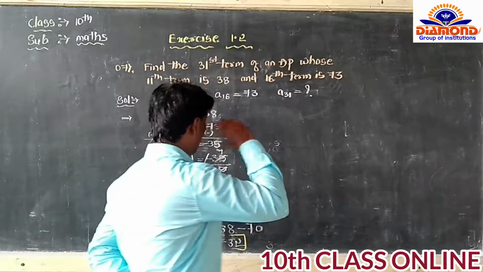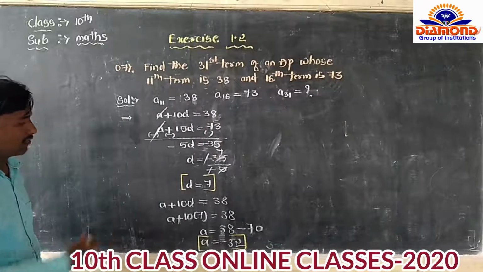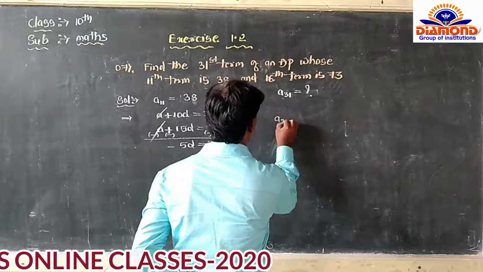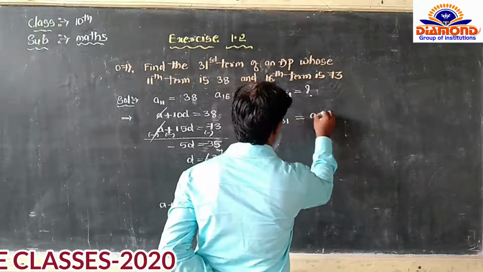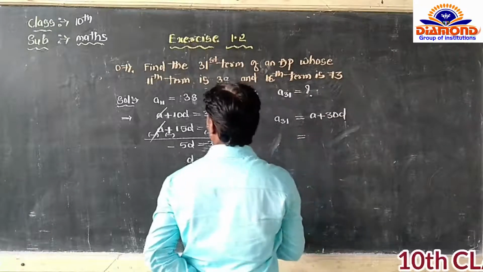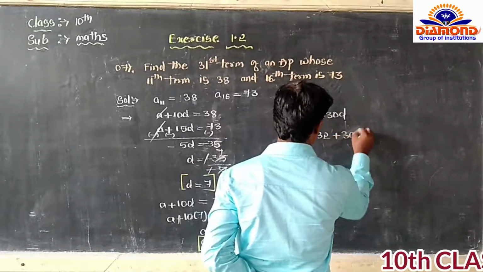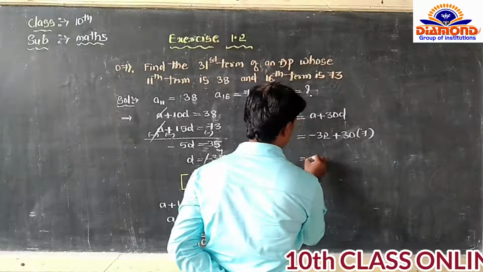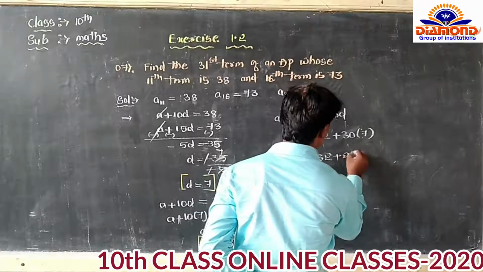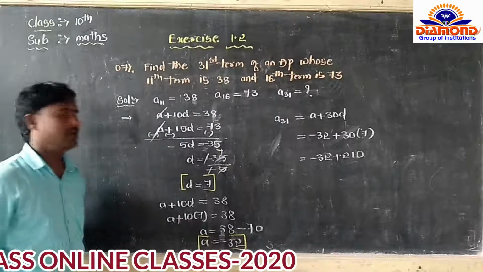Let us come to the question, dear students. We took these two equations, found the common difference and found the first term. Now we are finding the 31st term. The 31st term is equal to A plus 30D. Now the A value is equal to minus 32 and plus 30, the common difference is equal to 7. Here minus 32 plus 30 into 7, 3 7s are 21, so 210, dear students.